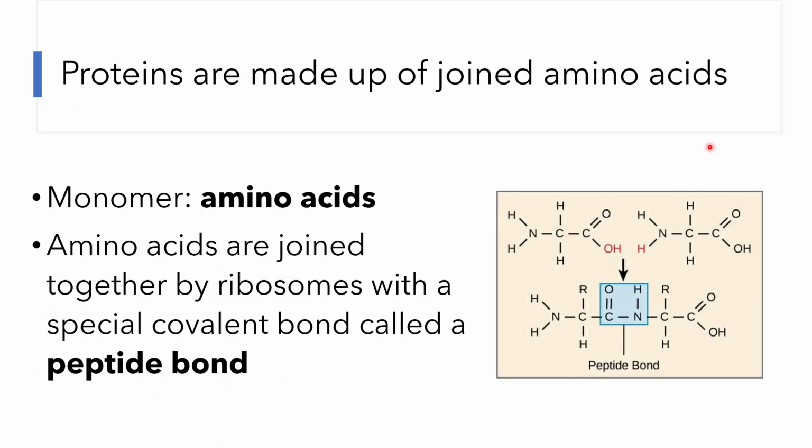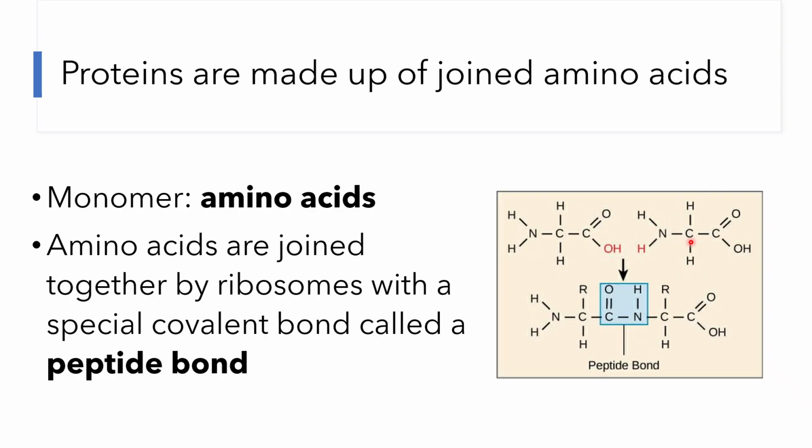And so proteins, their monomer is the amino acid. So amino is based on a chemical substructure that is this amine group right here, and we'll get a little bit more into that in class. But the overall structure of an amino acid is this right here.